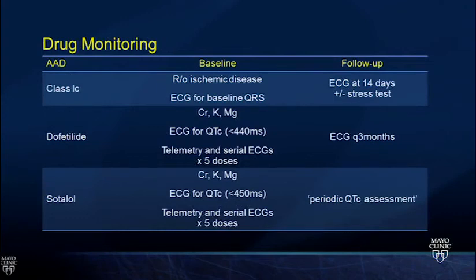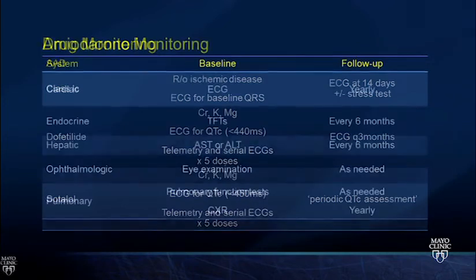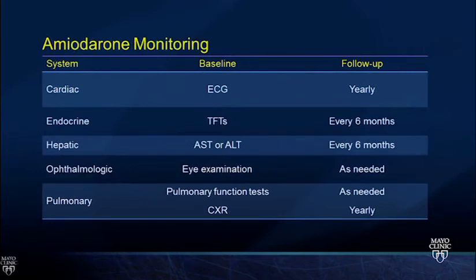What to do in terms of follow-up? For 1C drugs, make sure they don't have ischemic heart disease, get an ECG for baseline QRS, and a stress test to look for widening of the QRS with exercise. For dofetilide, check the baseline QT interval; if it is more than 440, you cannot start dofetilide. ECG every 3 months, and you have to change the dose depending on the renal function. Again, for sotalol, baseline electrolytes, ECG based on the baseline QT interval, start the medication as an inpatient and monitor them on a regular basis.